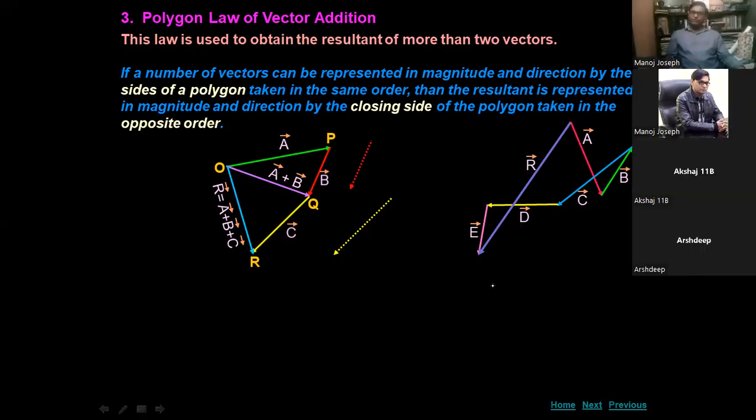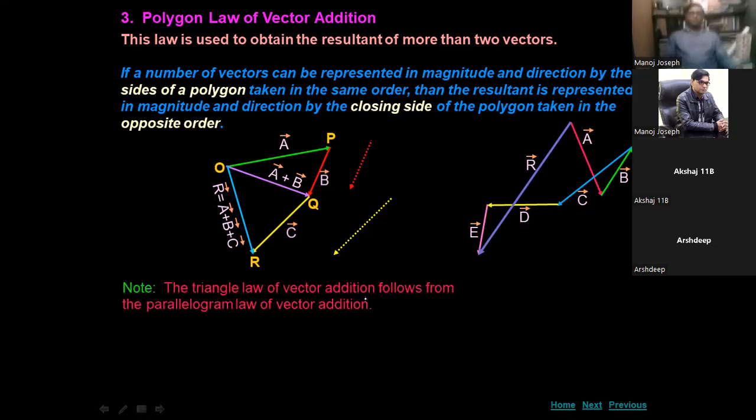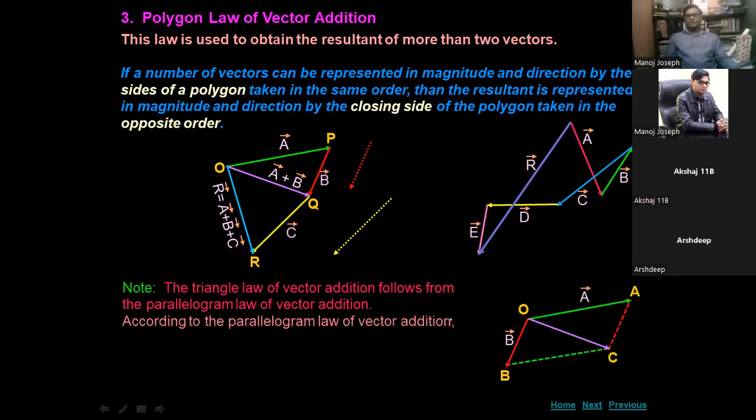So all the vectors are moving in different directions. Now what we did, we joined the initial point or the tail of the first vector with the head of the last vector. So note the triangle law of vector addition follows from the parallelogram law of vector addition, and this is the parallelogram law of vector addition.